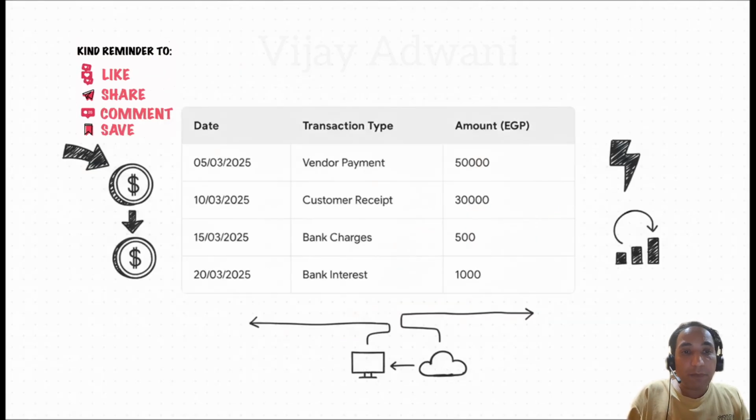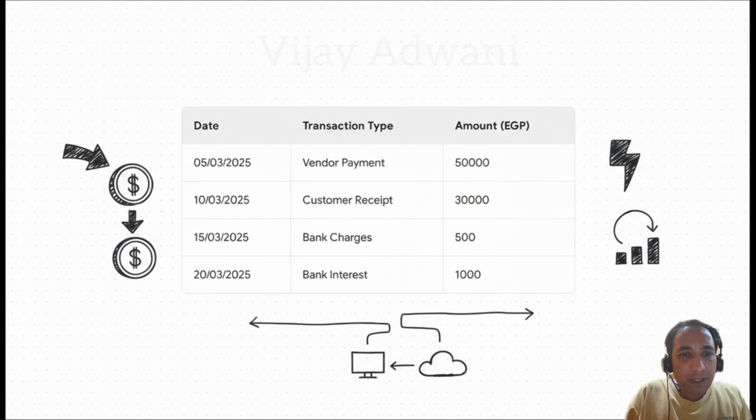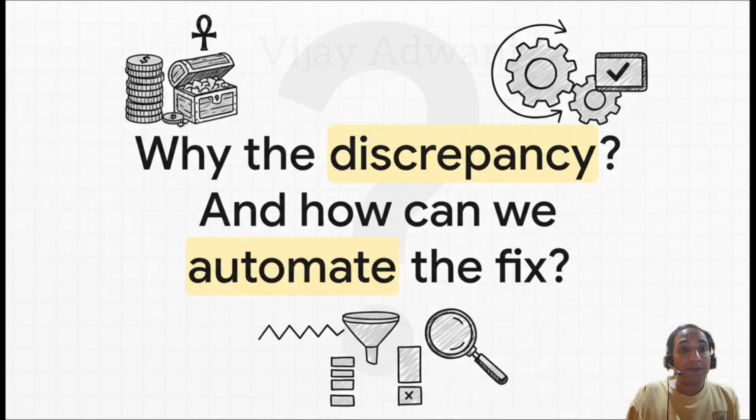Now, when you look at their month, it seems super simple. In just four transactions: a payment out, some cash in, some usual bank fees and interest. You would think, how hard could that be to reconcile? Famous words, right? You hear the big question: why don't the balances match? And maybe more importantly, how can we stop this from happening again? How do we build something that just fixes it automatically every single month?